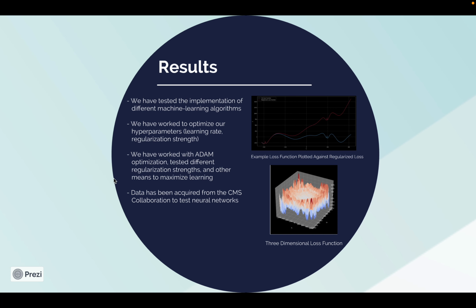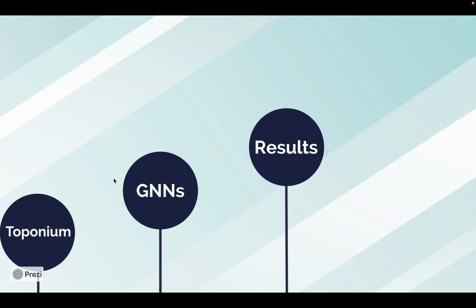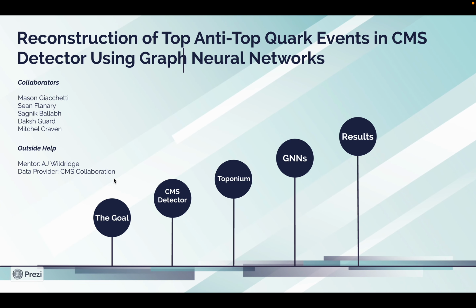But overall, that's the focus of our research, which is to try and identify toponium events, and to do so, we have to reconstruct top and anti-top quark events, and to do that, we have to reconstruct neutrinos, which we'll be using graph neural networks for. So that's our project. Thank you very much for listening.